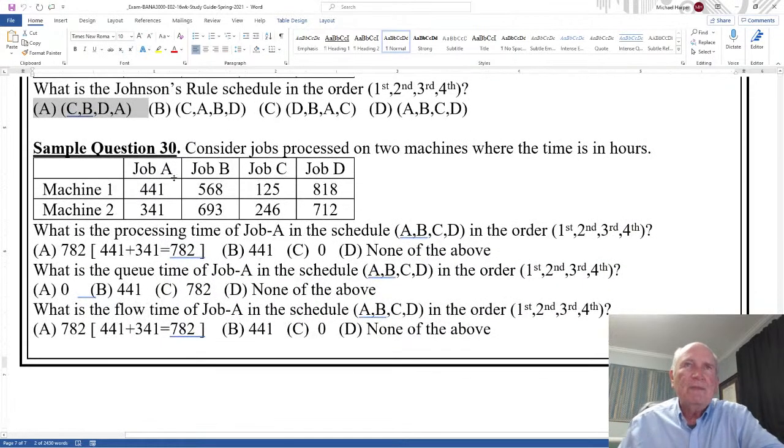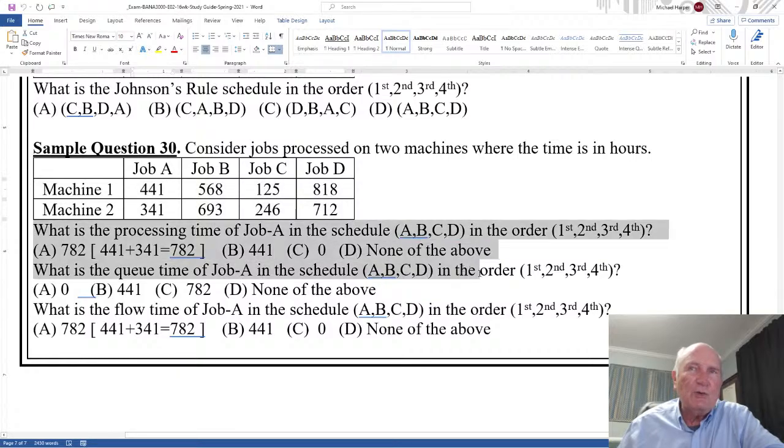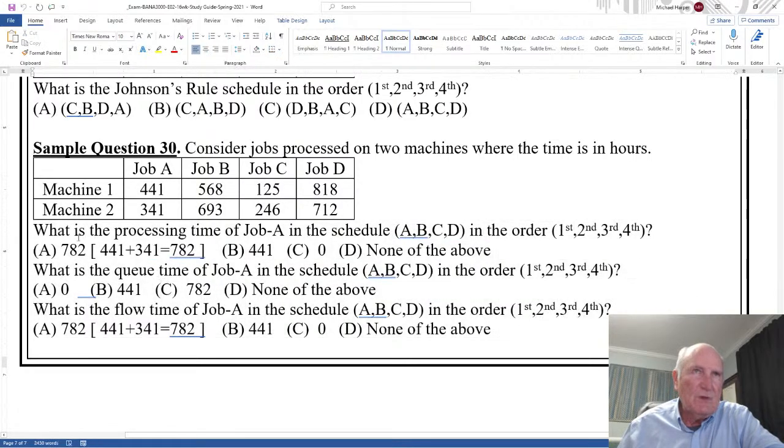Question number 30. Consider jobs processed on 2 machines where time is in hours. I give you these numbers, and I will ask you one of these 3 questions. What is the processing time of job A in the schedule ABCD in the order 1st, 2nd, 3rd, 4th? Well, the processing time, you just add those 2 numbers together. That's all you do, which is 782.